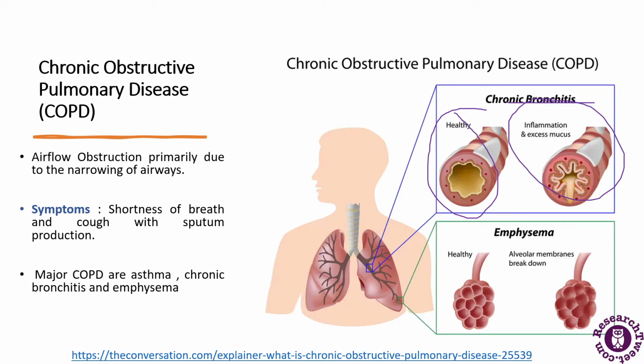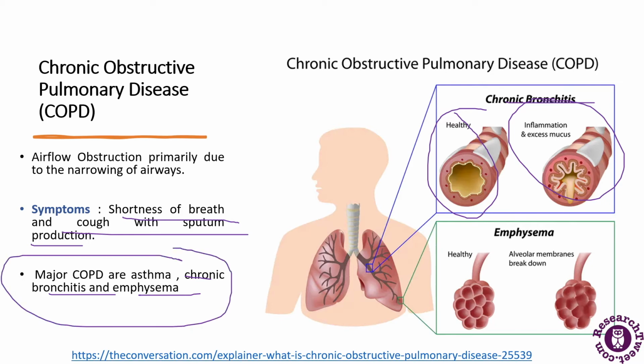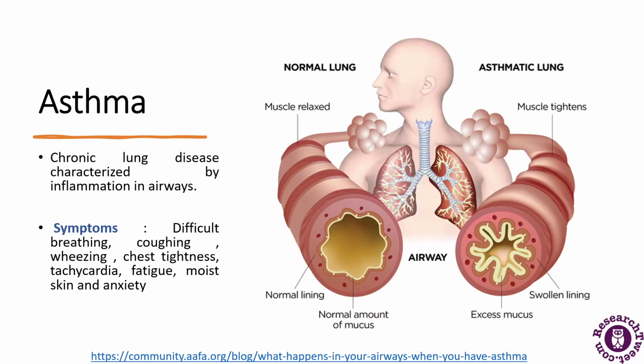The main symptoms include shortness of breath and cough with sputum production. The major COPDs are asthma, chronic bronchitis and emphysema. So these are some of the main chronic obstructive pulmonary disease disorders. So this was about COPD. Next we will discuss asthma.